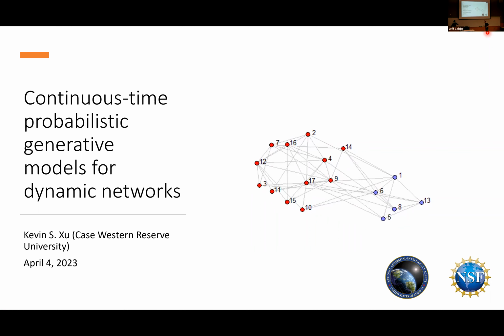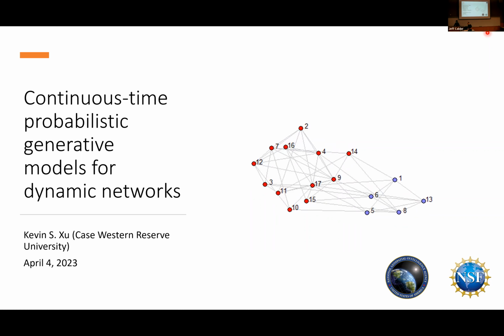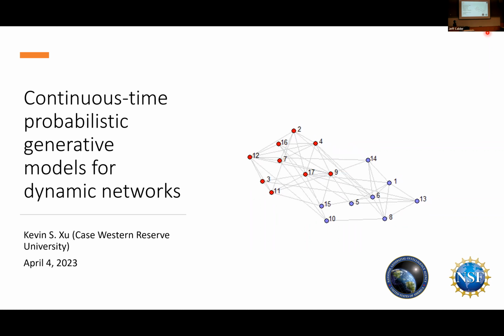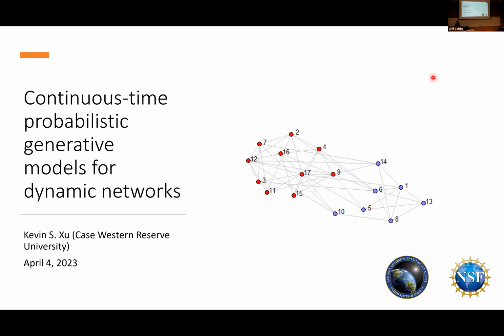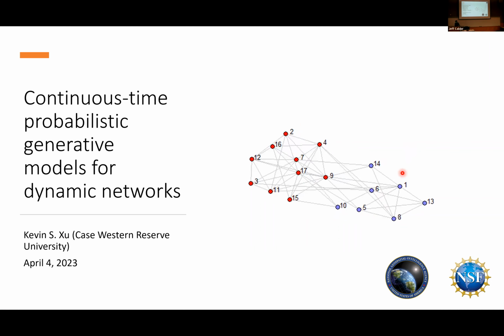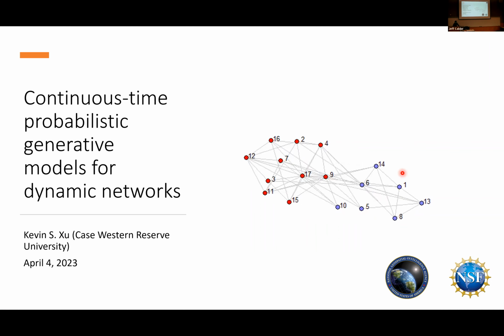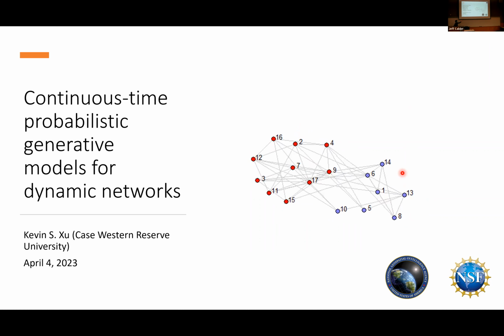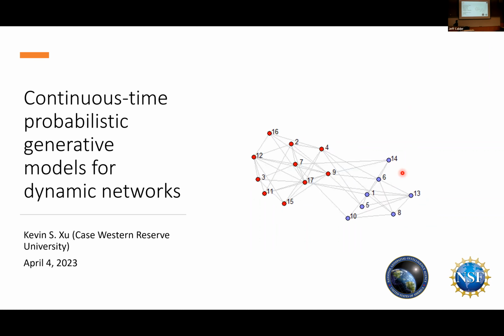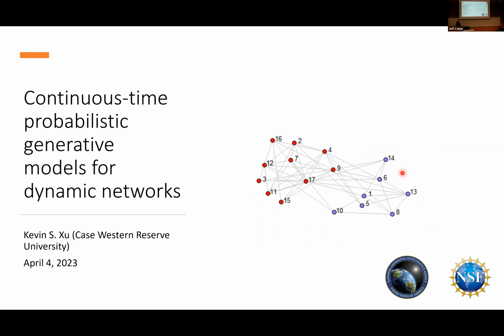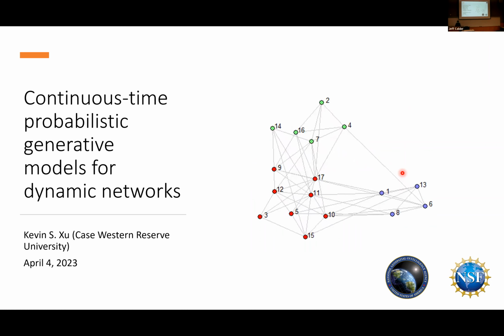Thank you, Jeff. So, continuous time probabilistic generative models for dynamic networks, like this dynamic network here. I like showing this animation because I wrote the software to generate this myself back during my PhD. So this is one example of a dynamic network.